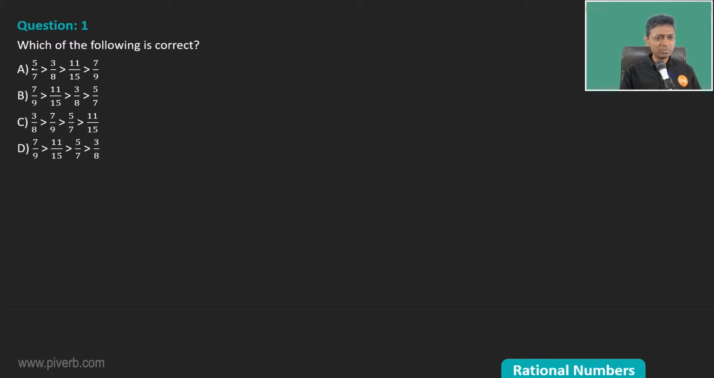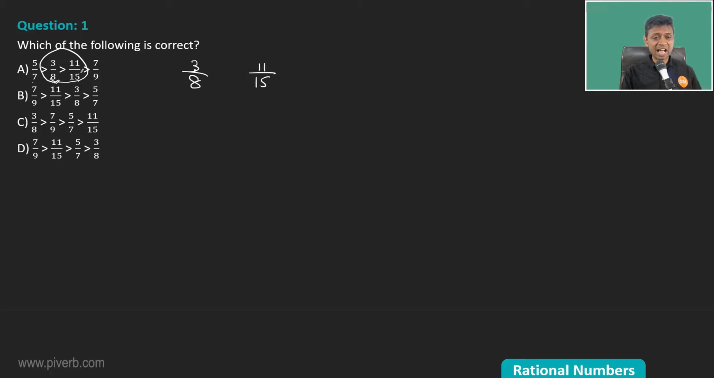And so 5 by 7, this looks like it's greater than half. This is less than half. Right? This is greater than half. This right here is a weak link. I'm not going to take the LCM of 7, 8, 15 and 9 and complicate the math. I'm going to check whether 3 by 8 is greater than 11 by 15.